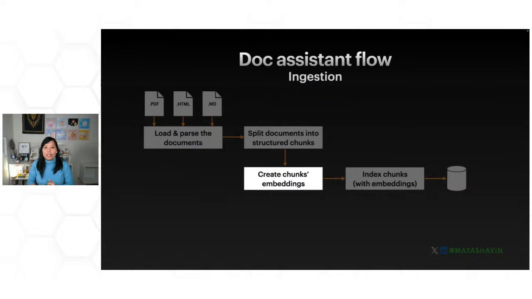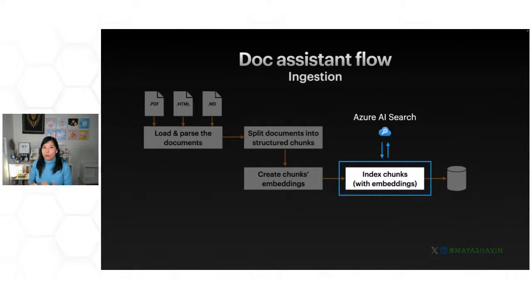The next component is creating chunk embeddings. We know that we need some kind of embedding LLM service. For that, we use the Azure OpenAI text embedding service to create the chunk embeddings. And finally, we index the chunks with the embeddings into a search database, which is Azure AI Search. You can also use Elasticsearch or Pinecone for this. It doesn't really matter, but we need a way to store the chunks and perform the smart search for us. So that is the ingestion flow.